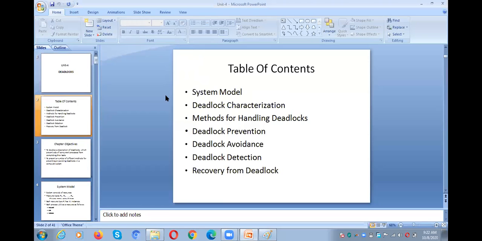In deadlocks, mainly we need to discuss the deadlock characterization and the system model. How can we handle the deadlocks? Deadlock prevention, deadlock avoidance, and deadlock detection. These are the three main methods, and then recovery from the deadlock.